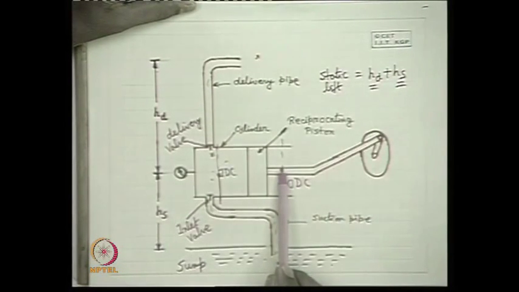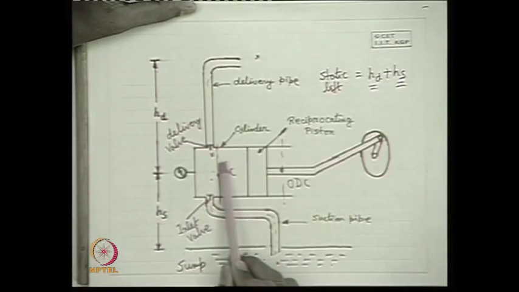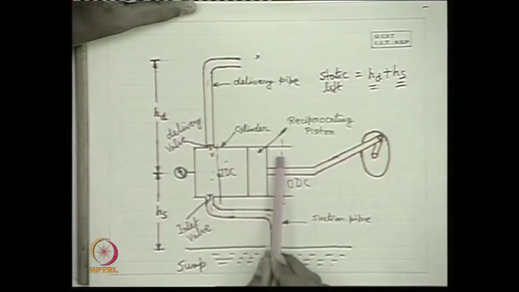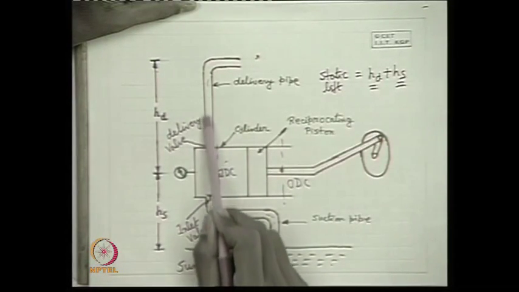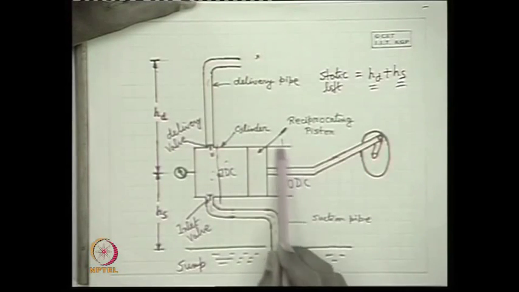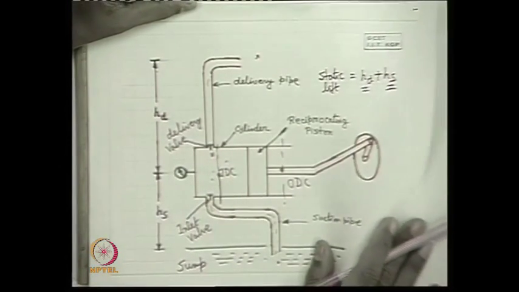When the piston starts the delivery stroke, moving from ODC to IDC in that direction, it pushes the liquid. Considering the liquid to be incompressible, as we have recognized earlier, the pressure is immediately sensed at this point, and then the delivery valve opens and the delivery takes place. So this type of pump is known as a single acting, single cylinder pump. Obviously, this is a one cylinder, single acting pump.